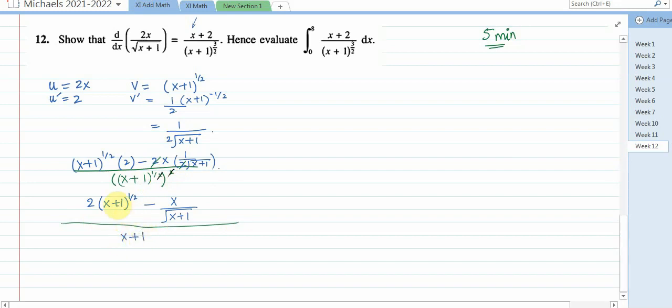Alright, now we need to take LCM in this part. So the LCM here is x plus 1, and when you multiply root a into root a, we know that it's a. Similarly, root x plus 1 times root x plus 1 equals x plus 1. So now it will be 2 times (x plus 1) minus x, and total divided by x plus 1.